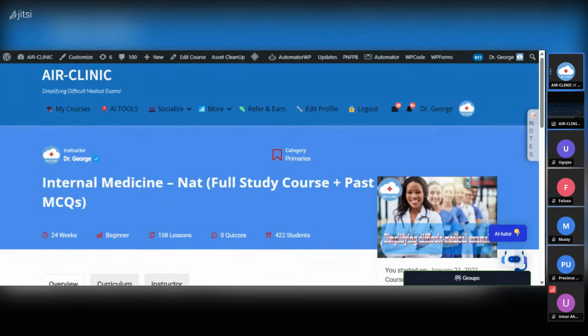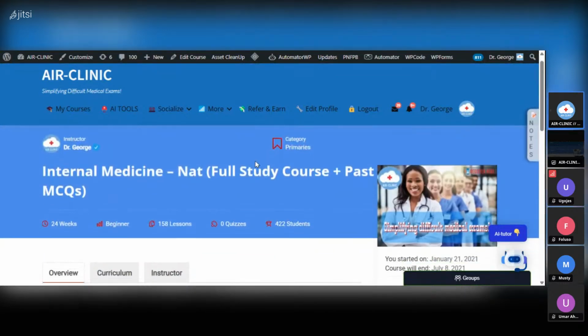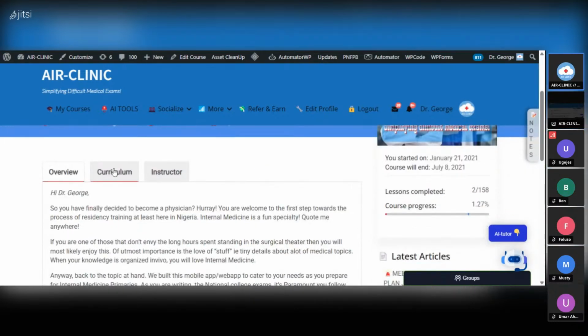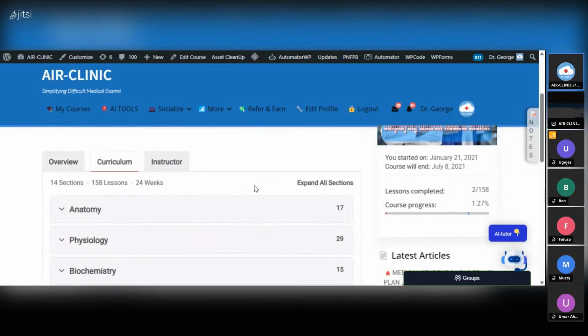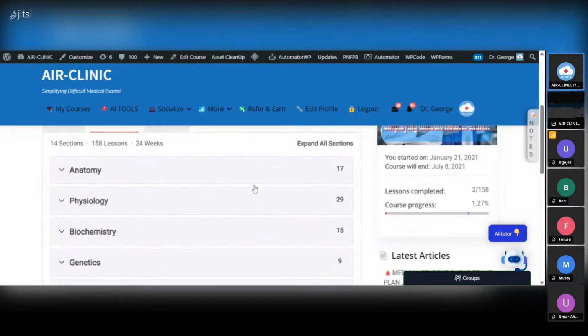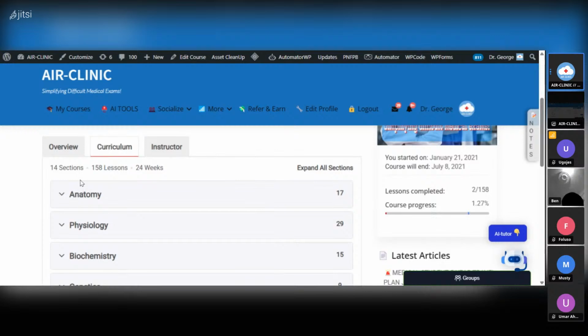Basically, you get an overview of the contents of the course. If you have not been studying, I would suggest that you go back and start your studies. Okay. So I'll take you through the outline so that you understand what it looks like. So this is the curriculum. Within the curriculum, there are 14 sections with 158 lessons.